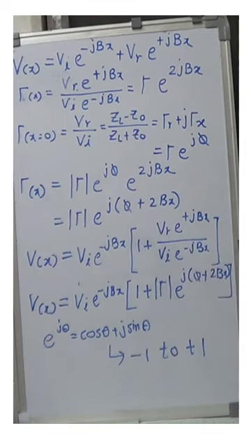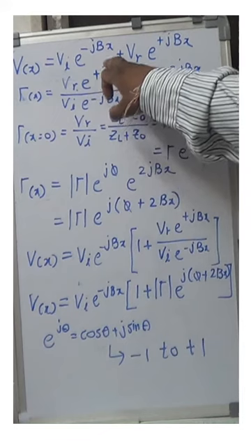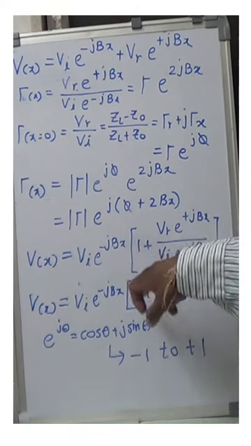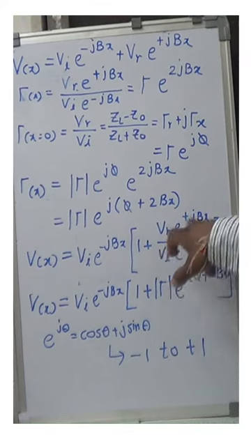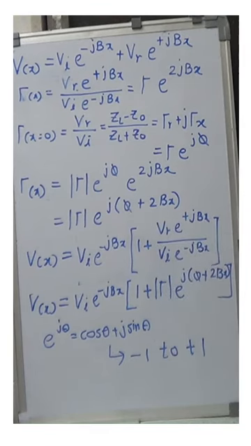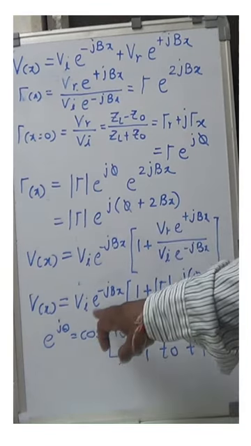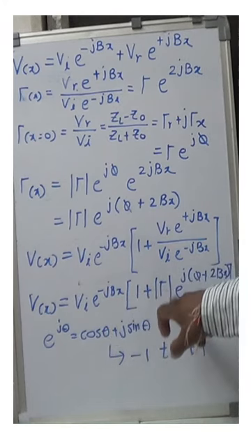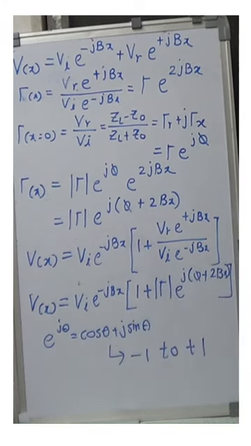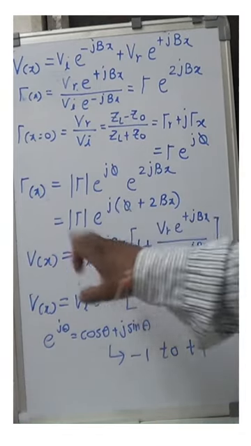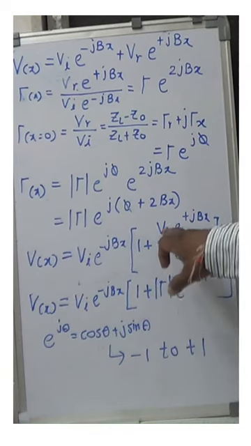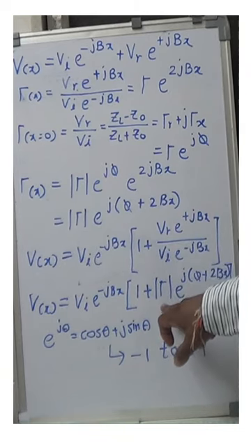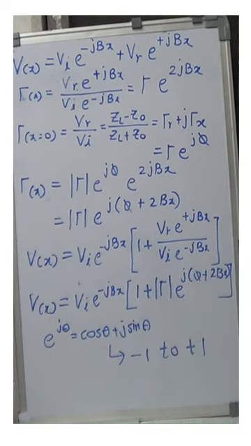Now the main equation Vx. Here Vi e raised to minus j beta x is taken out, and hence we got 1 plus the ratio of these two. Now Vx is Vi e raised to minus j beta x, written in terms of gamma: 1 plus gamma e raised to j phi plus 2 beta x. Here gamma x is equal to, so this is the ratio. So gamma is substituted, and we get gamma e raised to j phi plus 2 beta x.